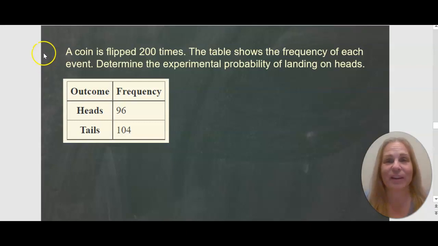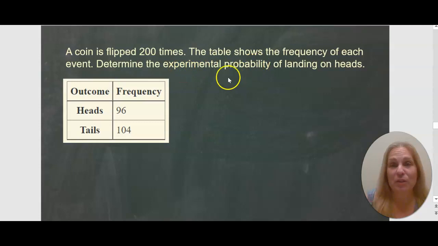Now we're going to look at experimental probability and theoretical probability. So a coin is flipped 200 times, and the table shows the frequency of each event. Determine the experimental probability of landing on heads. That means that we're determining the probability based on the experiment and the results of that experiment. So what we see in the table is that it landed on heads 96 times, the coin.